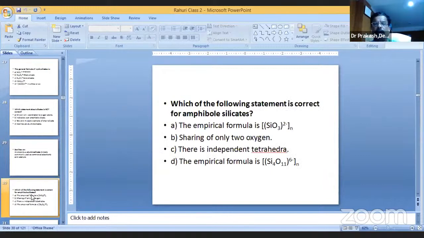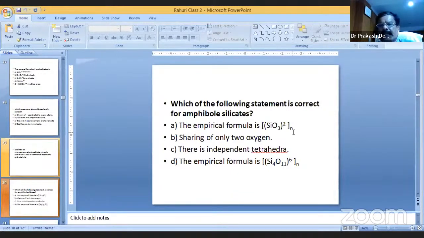Okay, which of the following statements is correct for amphibole silicates? So amphiboles are double chain silicates. Remember that. Right? It's a ferromagnesian mineral. The example for amphibole silicate is hornblende. Very, very important soil forming mineral. They are dark colored minerals. So now you have seen this, the empirical formula is SiO3 2n minus, right?